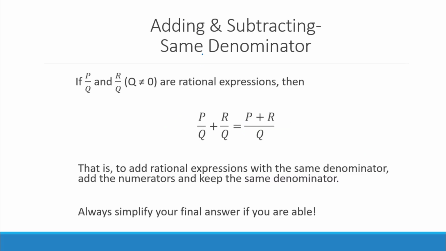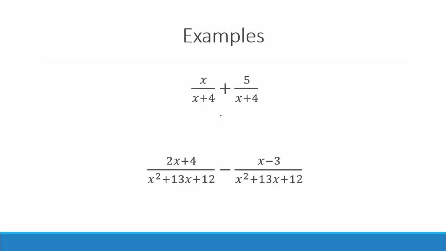Now let's talk about addition and subtraction. Now, if you have rational expressions and the denominators are the same, wonderful. You can keep the denominator and then just add or subtract your numerators. This is only when the denominators are the same. You always want to simplify your final answer if you're able to do so.